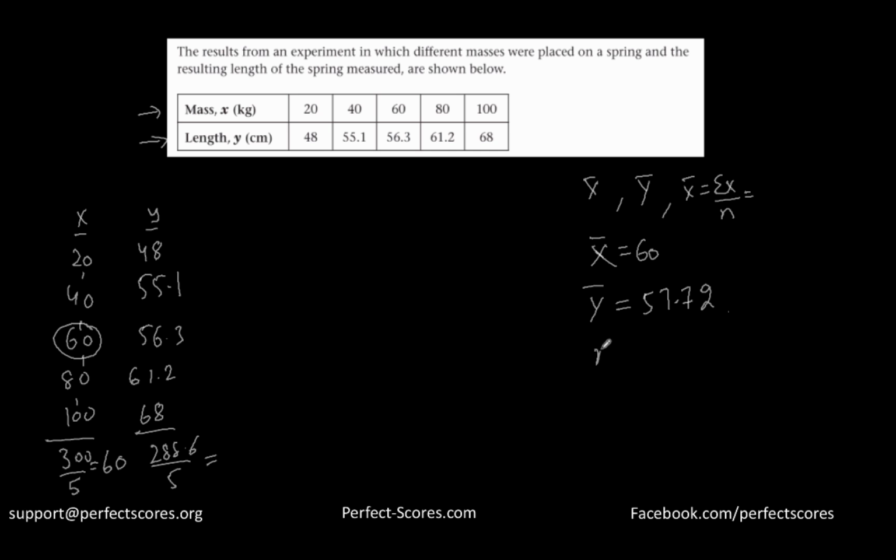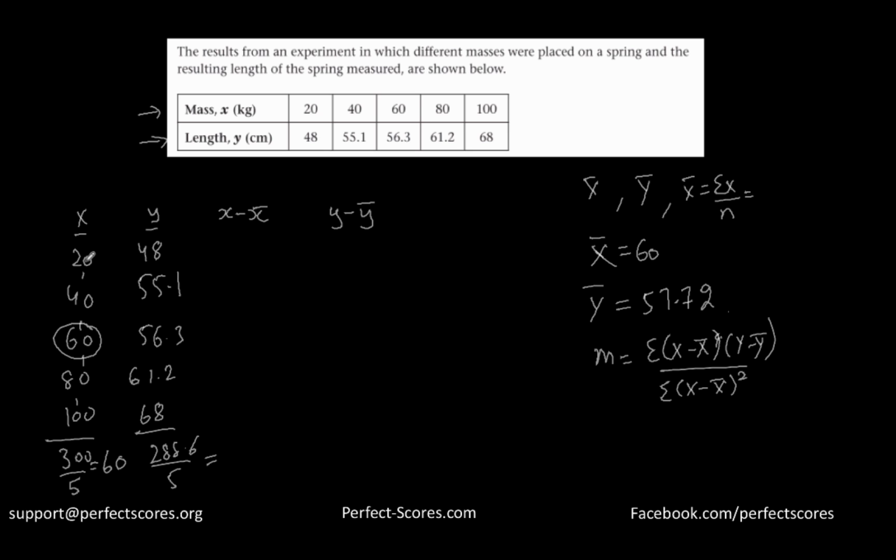So how do we get the value of slope? Slope is equal to summation of x minus x bar into y minus y bar divided by summation of x minus x bar whole square. So what I'm going to do is find out the value of x minus x bar and the value of y minus y bar.